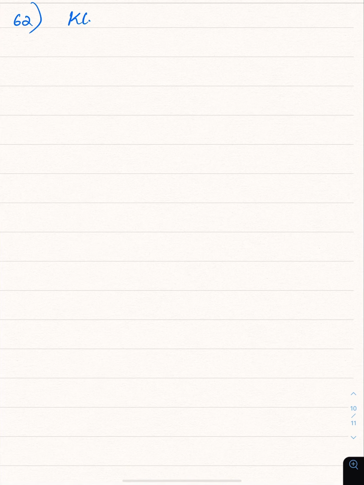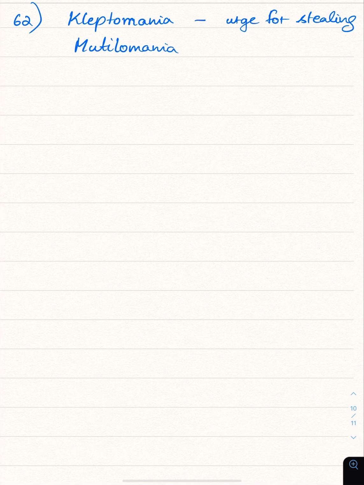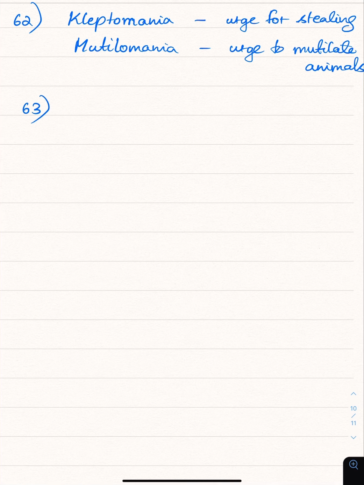Next one is a match the following type of question. I knew only two answers, and from the two matches I could get the correct option. One of them is kleptomania, which most of the students will be knowing, urge for stealing. And the next one was mutilomania. As the name suggests, urge to mutilate animals. So the options were very simple. Even if you know one or two of the matches, you will be able to answer.